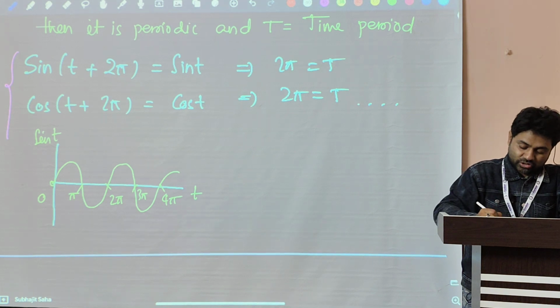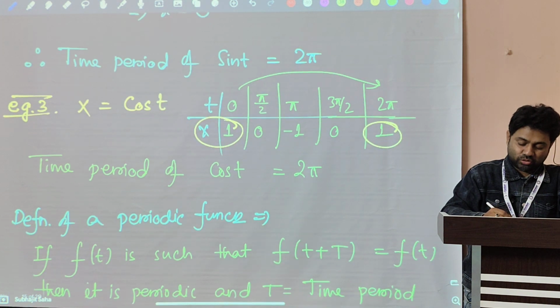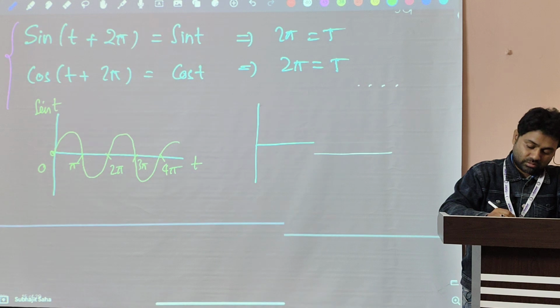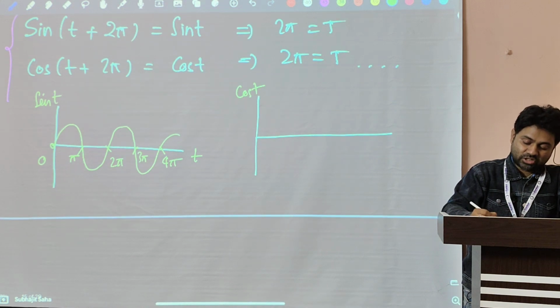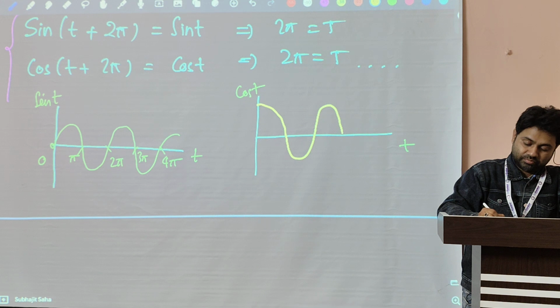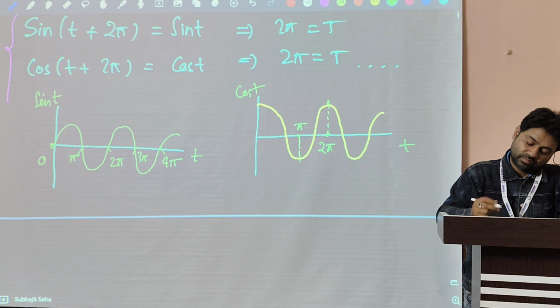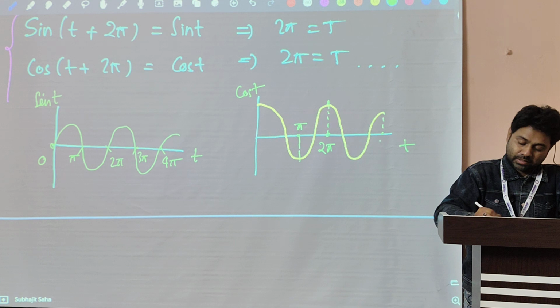And the cosine function looks like this, because when t equal to 0, the cosine function took the value 1. So graph of t versus cos t looks like this. It starts from the maximum. This is pi. This is 2 pi, after which it repeats the value. This is 3 pi, this is again 4 pi, etc.